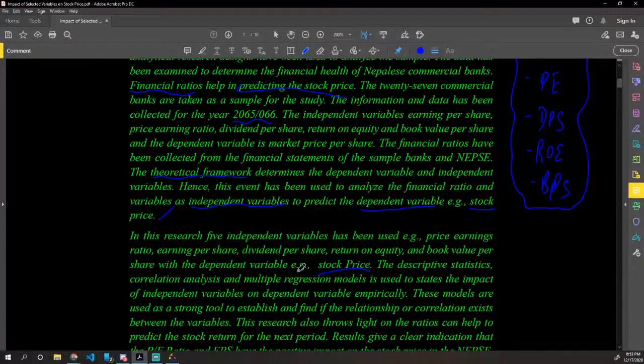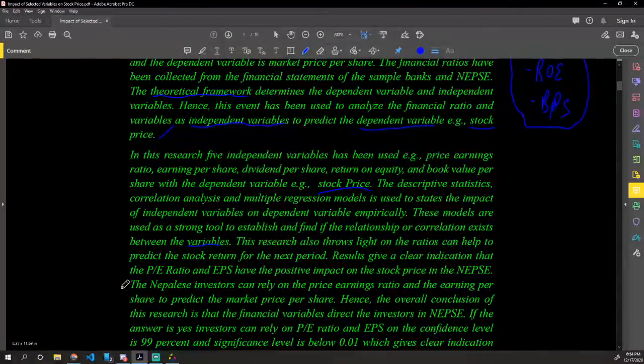Descriptive statistics, correlation analysis, and multiple regression models are used to state the impact of independent variables on the dependent variable empirically. The models are used as a strong tool to find out whether a relationship or correlation exists between the variables or not. This research also throws light on how ratios can help to predict stock return for the next period.